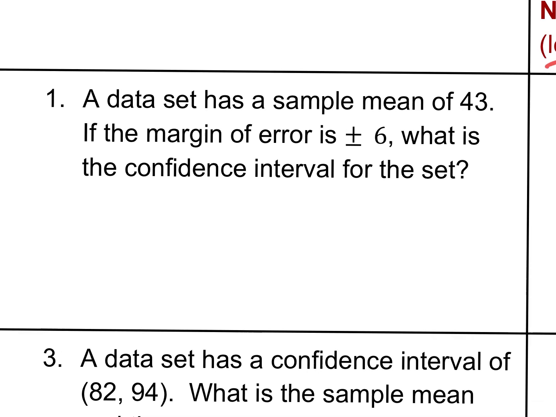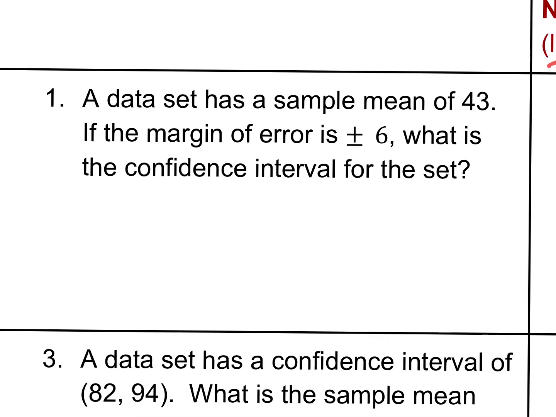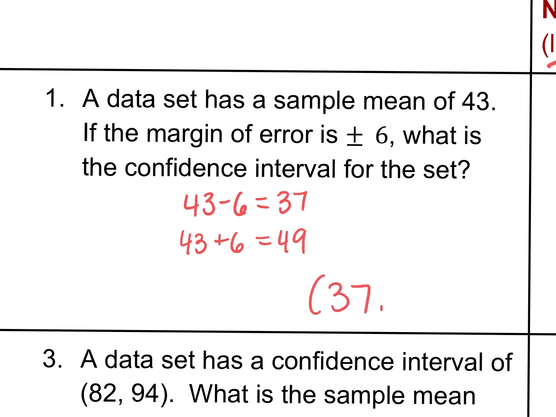So we're going to start with example 1. We got a sample mean of 43. What's a mean? Average, okay? Just an average of 43, and it's saying that the margin of error is a plus or minus 6. It's asking me for the confidence interval, okay? So here's how I do this. 43 minus 6 equals what? 37. 43 plus 6 equals, what'd you say? 49. There we have it. 37 is my low bound, 49 is my upper bound. That's my answer. That's my confidence interval.